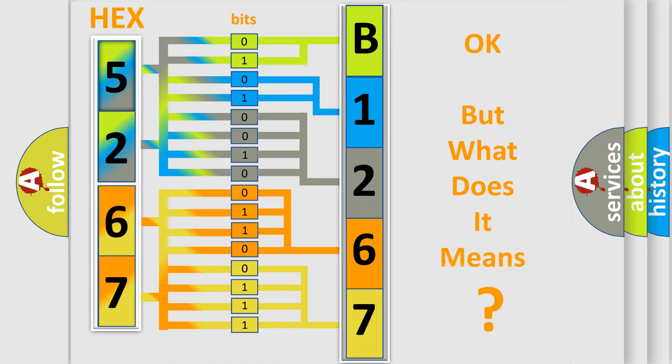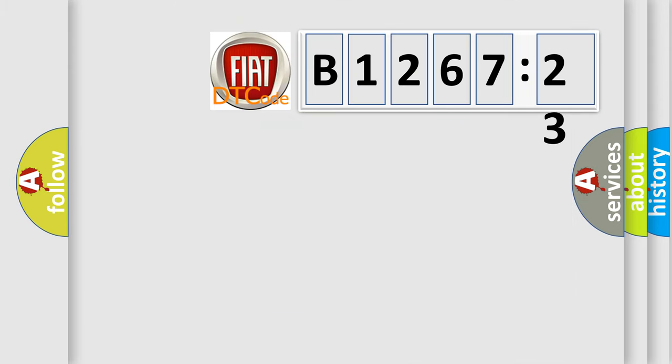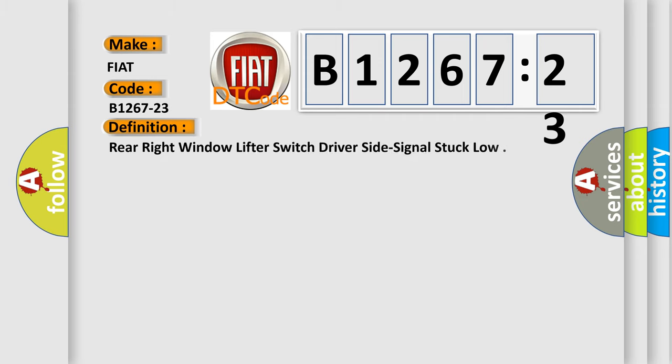The number itself does not make sense to us if we cannot assign information to what it actually expresses. So, what does the Diagnostic Trouble Code B1267-23 mean specifically for Fiat car manufacturers? The basic definition is: rear right window lifter switch driver side signal stuck low.